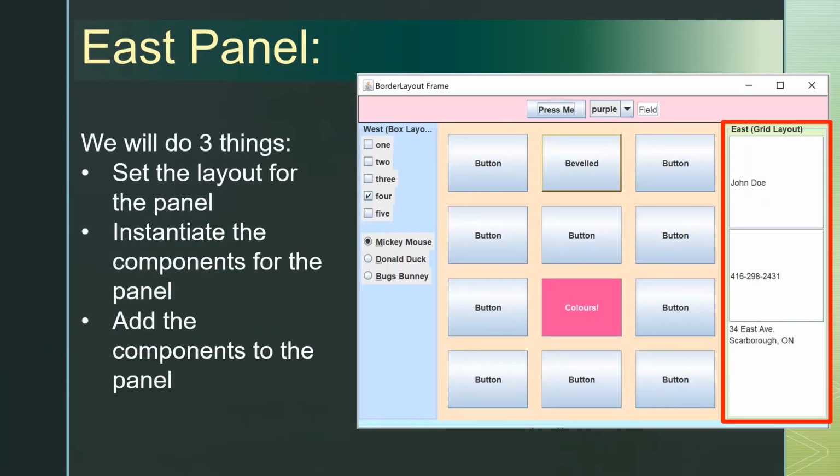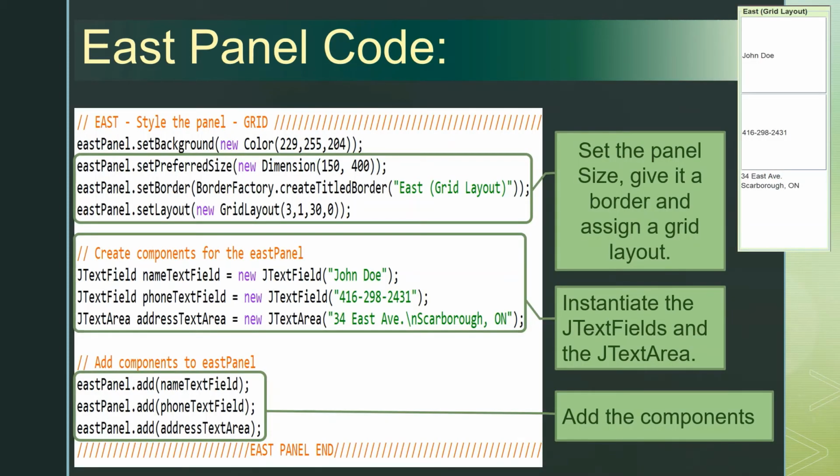Okay, now the east panel on the right-hand side, I want you to see the difference between the text field and the text area. But again, we're doing 3 things. Set the layout, instantiate the components, add the components. So I am making a titled border for my panel, so you can see how that's done.